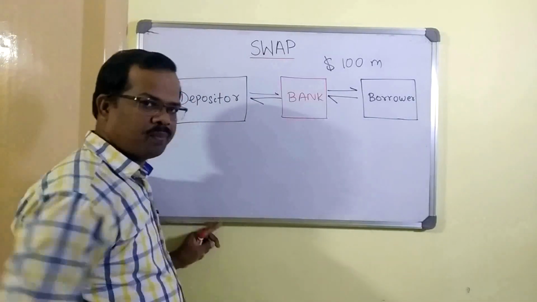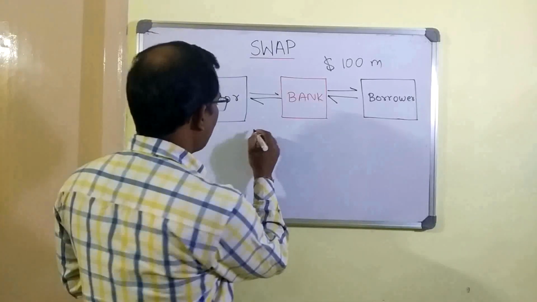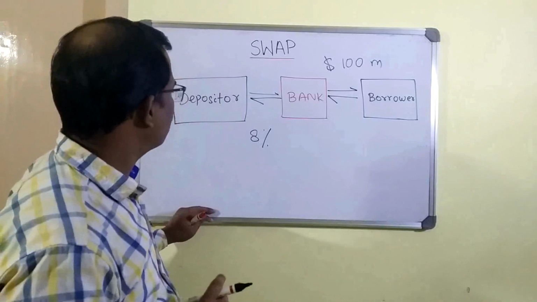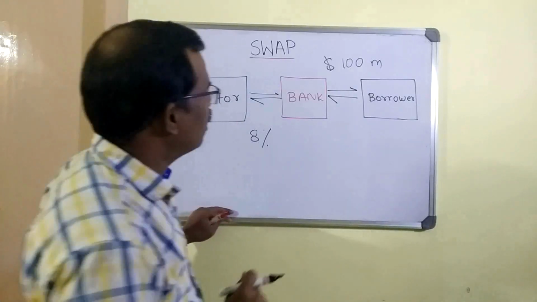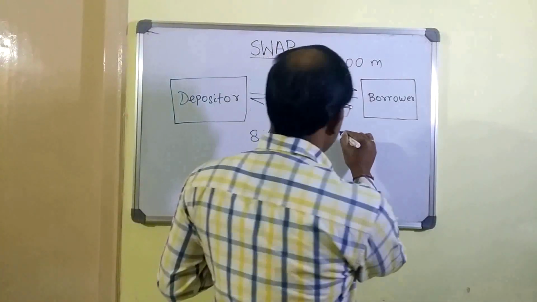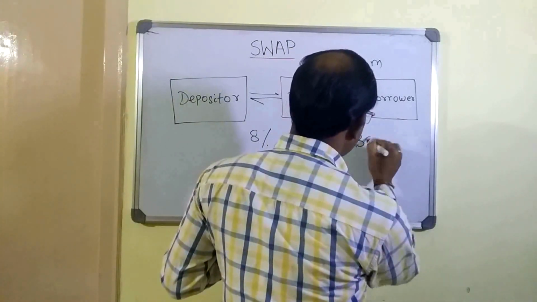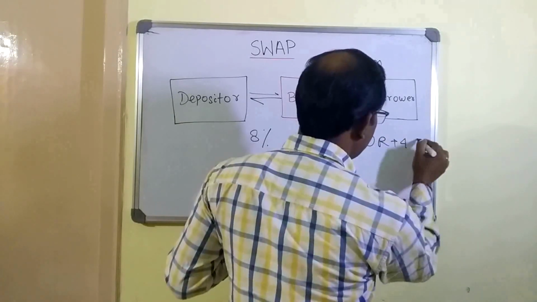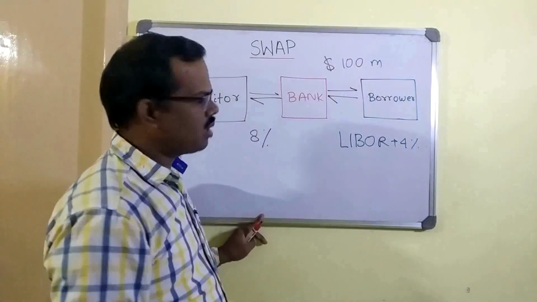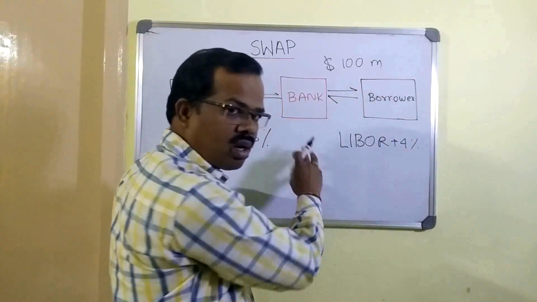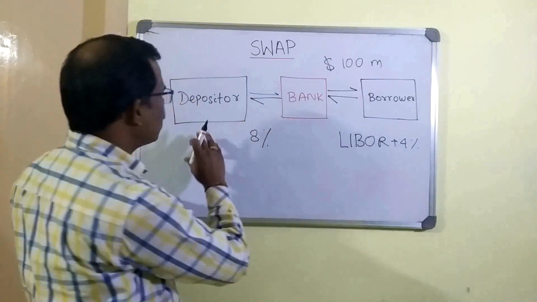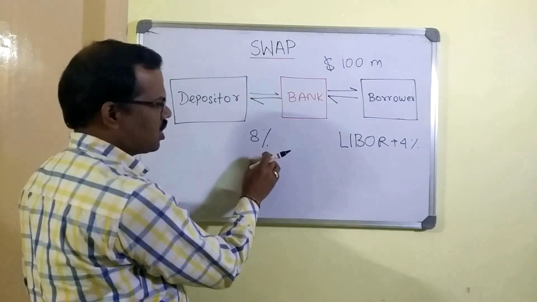Assume that the bank has promised an interest rate of 8% to the depositor and the borrower has agreed to pay the bank LIBOR plus 4% interest rate. So on the $100 million, the borrower is going to pay every year LIBOR plus 4% interest, and the bank is going to pay back to the depositor 8%.